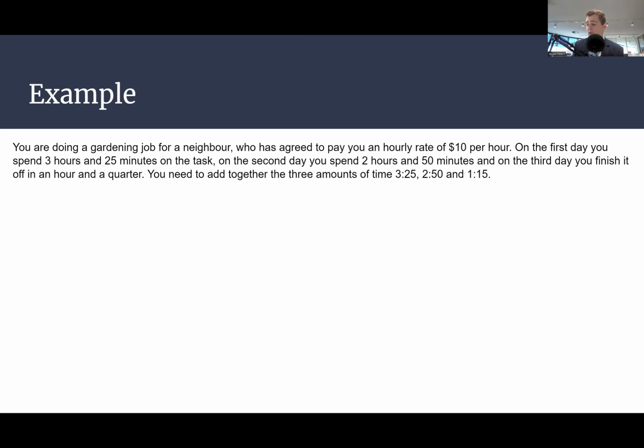Now you'll notice right here at the end of this question, I've already done the calculation for us for today. I've taken the time, 3 hours 25, and I wrote it there. I took the next time, 2 hours 50, and I wrote it there. And the next one, even though it said hour and a quarter in words, I was able to convert that to 1 hour 15. So that way our three values all align.